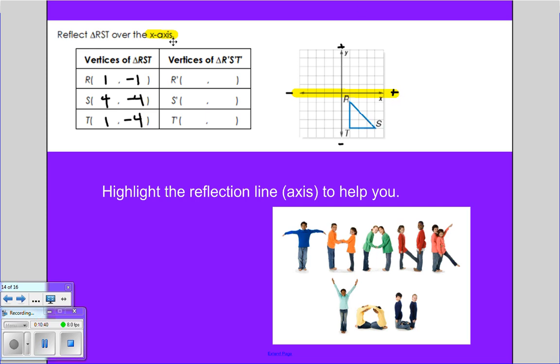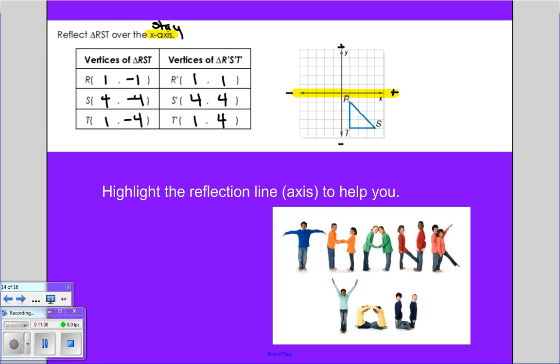The x-axis coordinates stay the same. Okay? The x-axis coordinates are going to stay the same, so I'm just going to copy all of these down. 1, 4, 1. And then what happens to the y-axis coordinates? They change their sign. So this was negative 1, it's going to become positive 1. Negative 4 becomes positive 4.